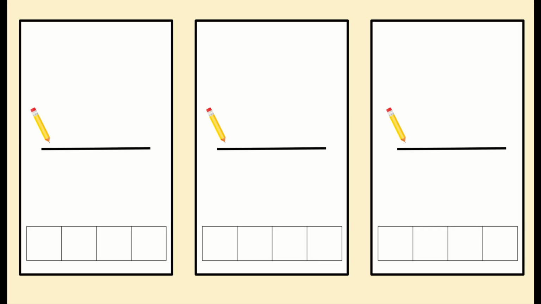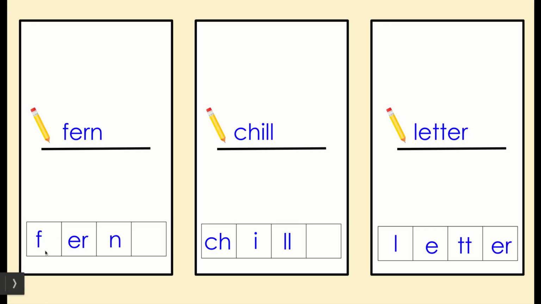All right, let's check your spelling. The first word was fern. Fern. F-E-R-N. Fern. The next word was chill. Ch-ill. C-H-I-L-L. Chill. And the last word, letter. L-et-er. Letter. L-E-T-T-E-R. Letter.